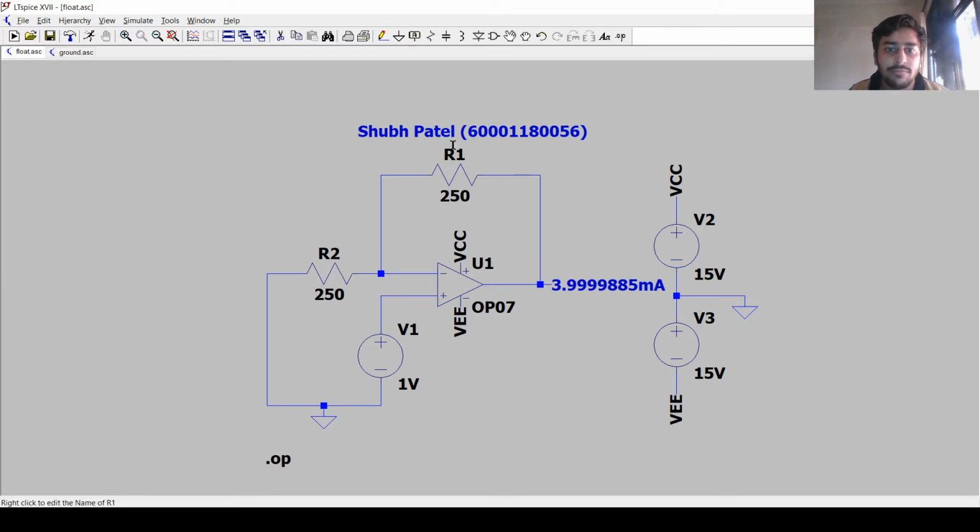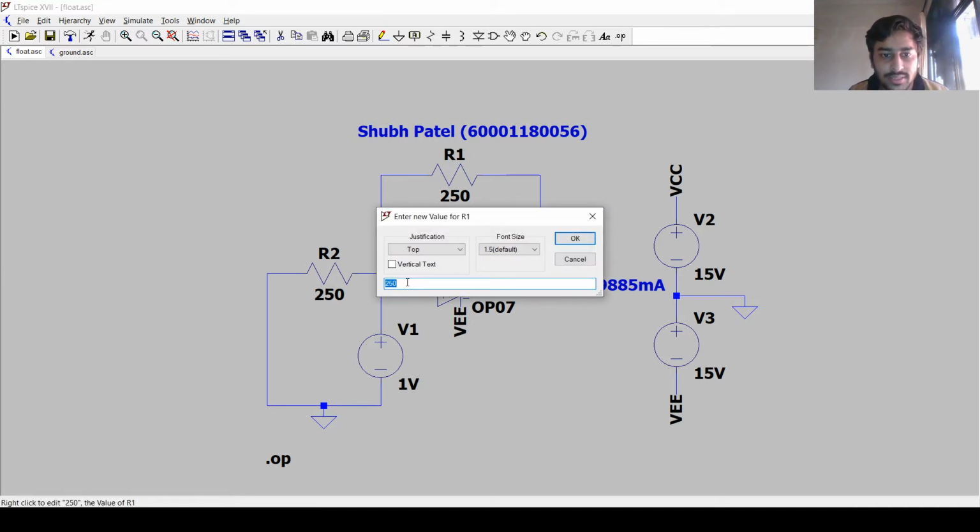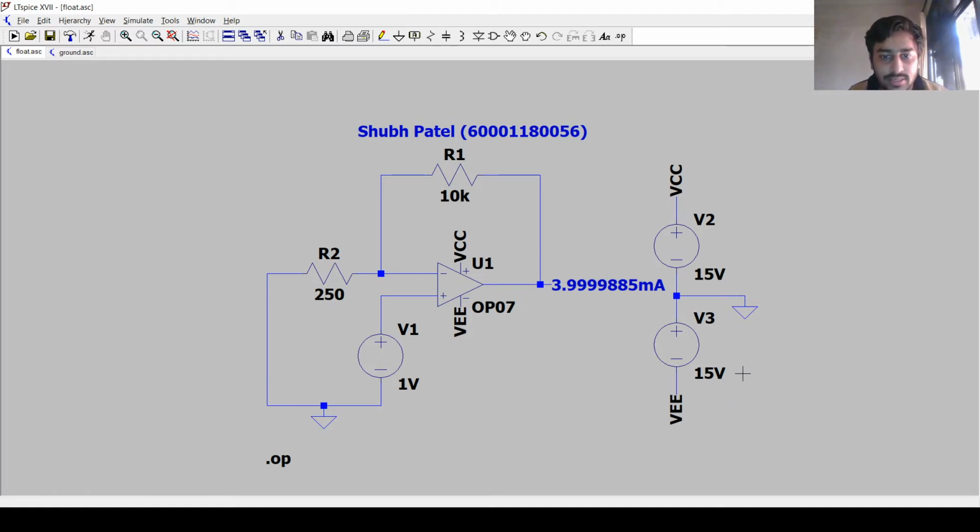Let's change the feedback resistor and see whether it remains the same as per the calculated equation. Let's take 10 kilo ohms as the feedback resistance. So it should be 4 milliamperes as per the calculated formula. Let's check whether it's the same or not. Okay, so we got 1.367 milliamperes, which means that it is not independent of load resistor RL. So the hypothesis is proven wrong.